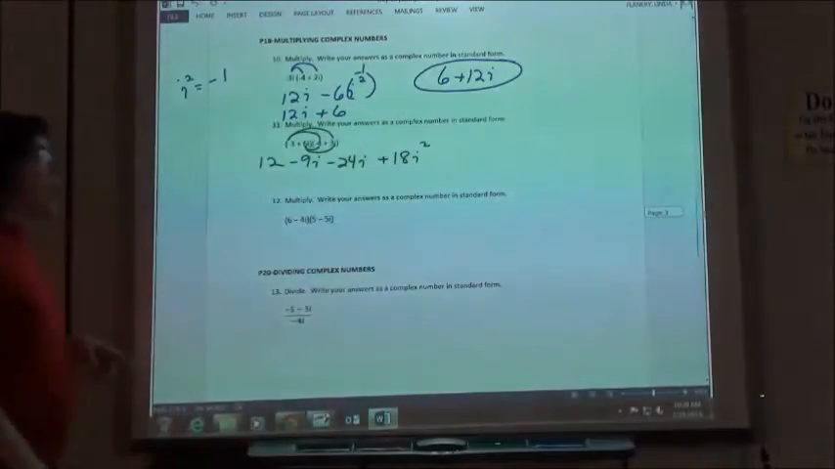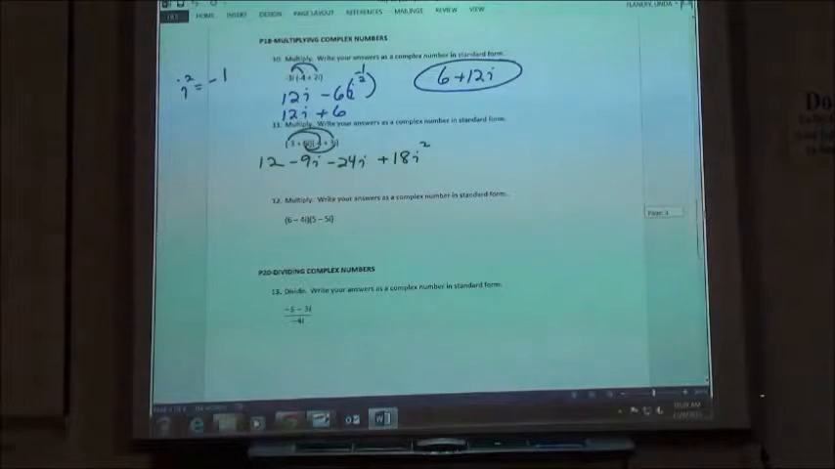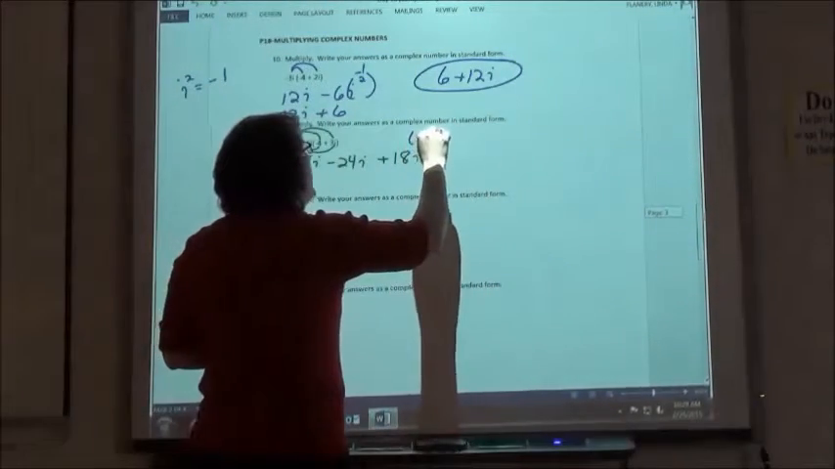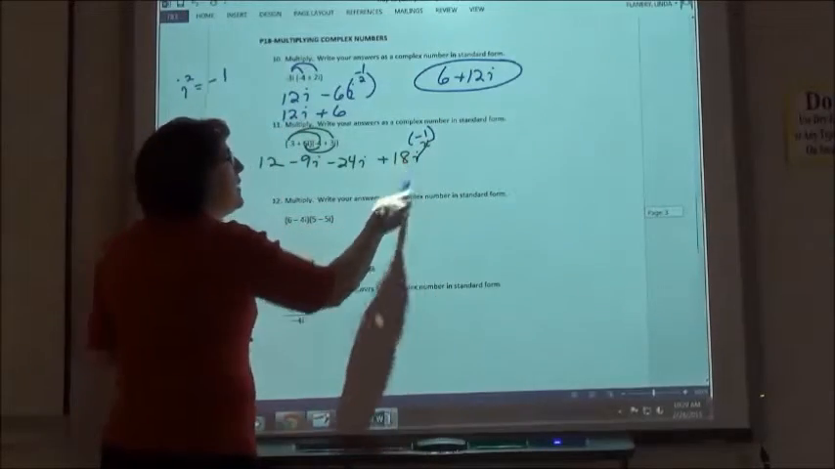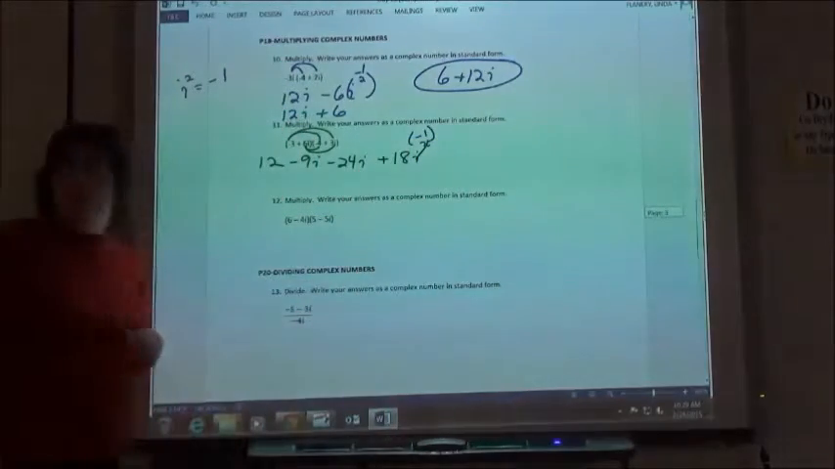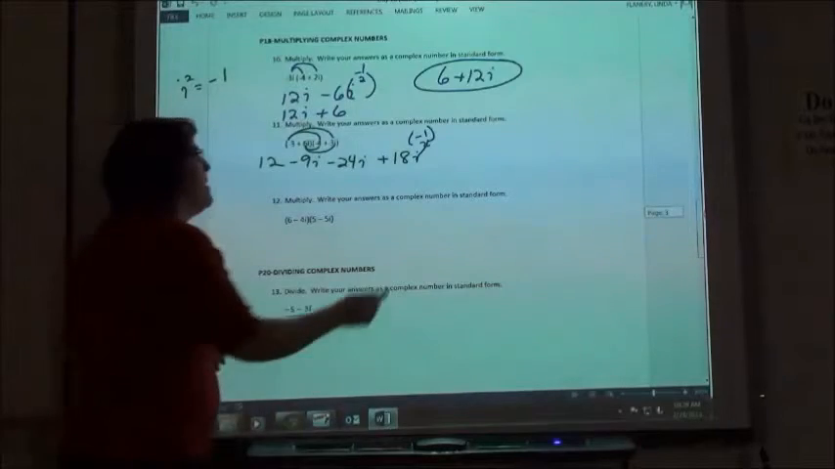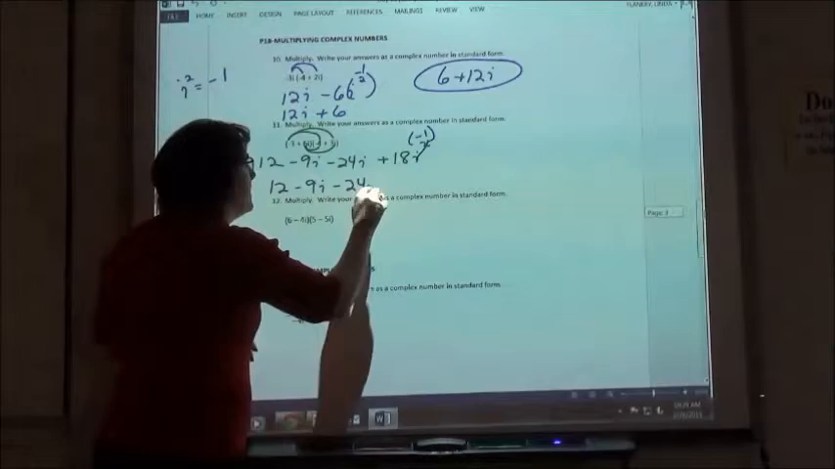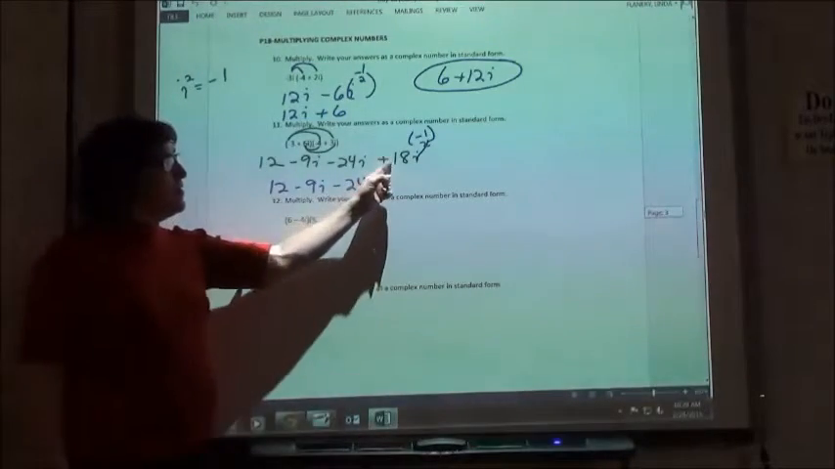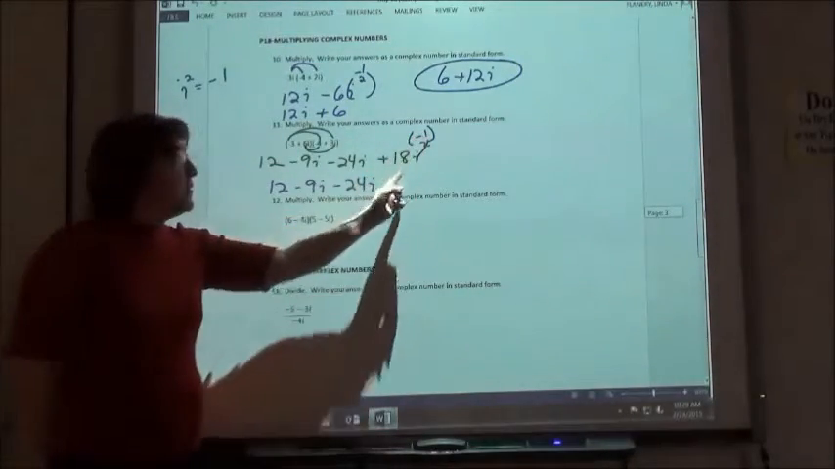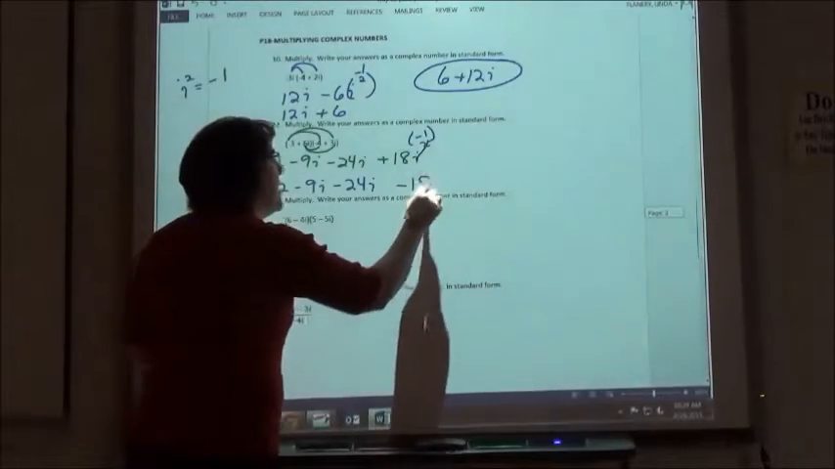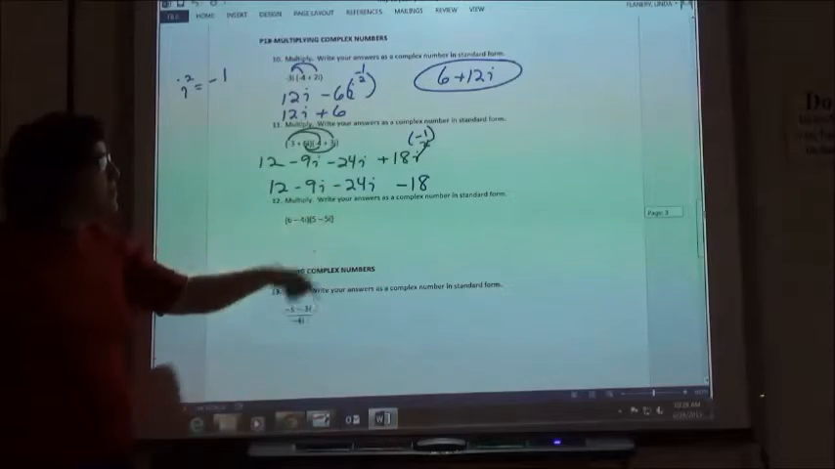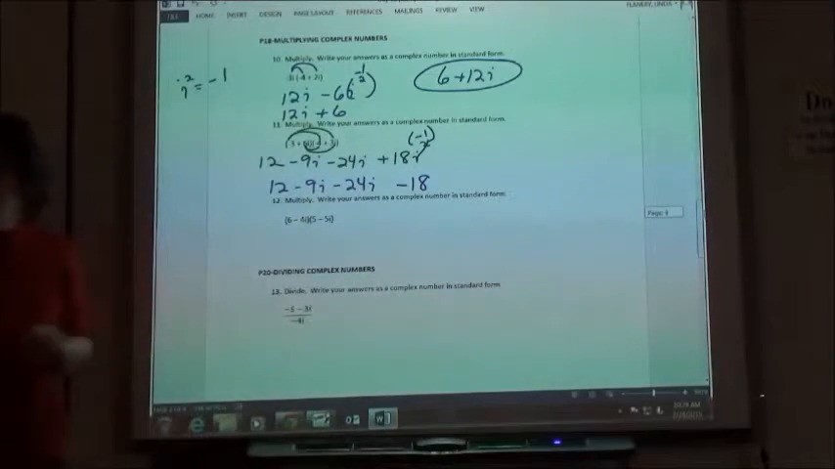squared. And what do we know we're going to do with that i squared? We're going to make a negative 1 there. So that means I'm going to get positive 18 times negative 1, which makes that negative 18. So we have 12 minus 9i minus 24i minus 18.